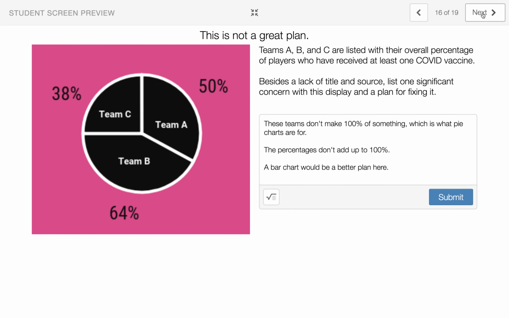I give you some bad graphs and ask you to help out with what is wrong and how to fix it. The issue with this one is that the teams don't make 100% of something. Pie charts are for whole quantities split into chunks. This is 3 teams measuring their vaccine rate. It should be a bar chart of some form. And also the percentages don't add up to 100%. That's a flag that there's a problem.